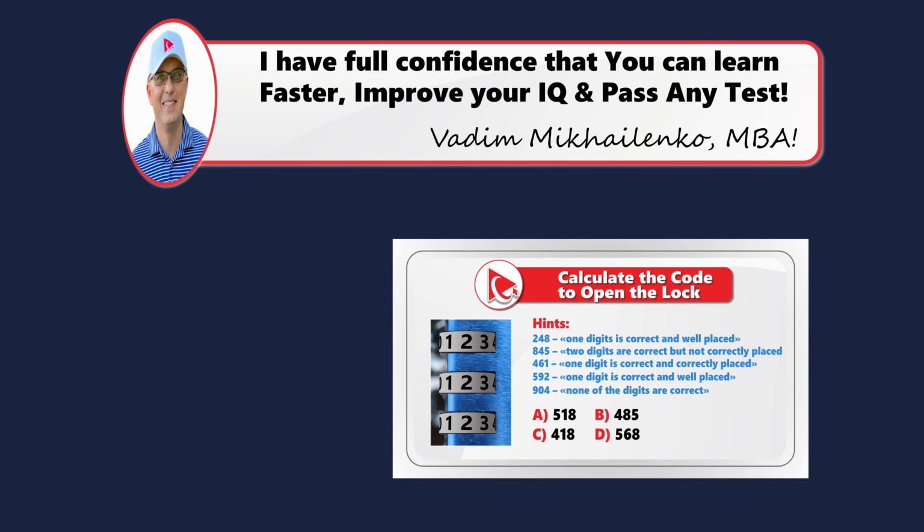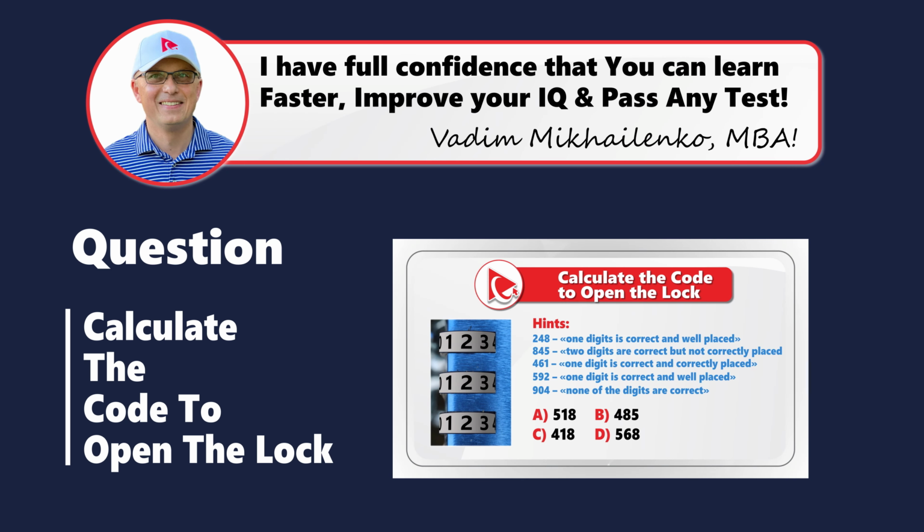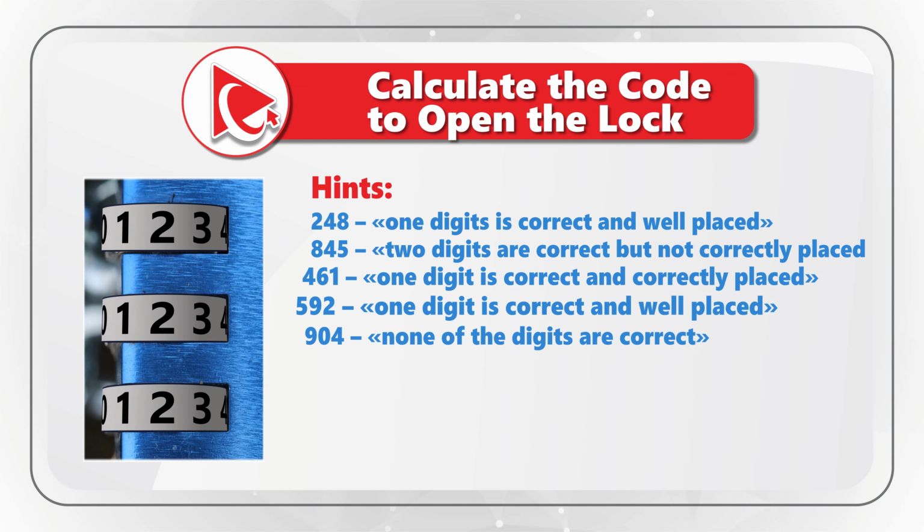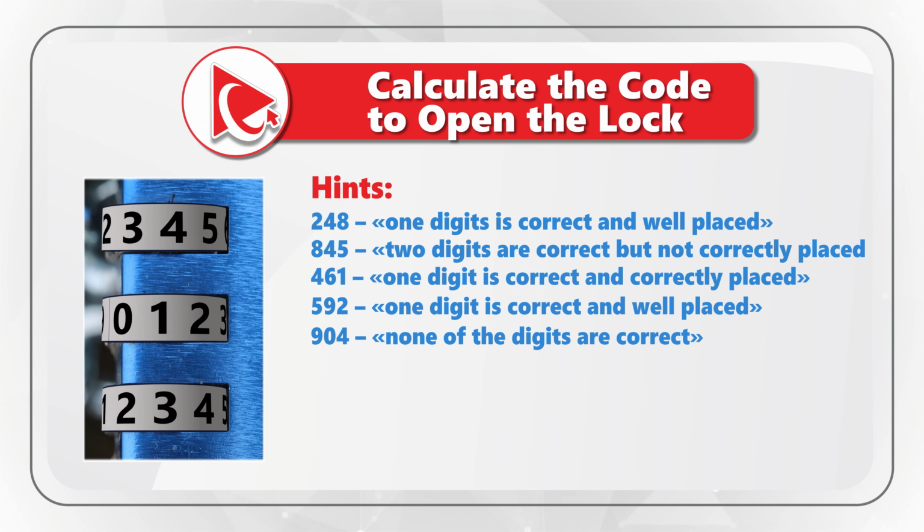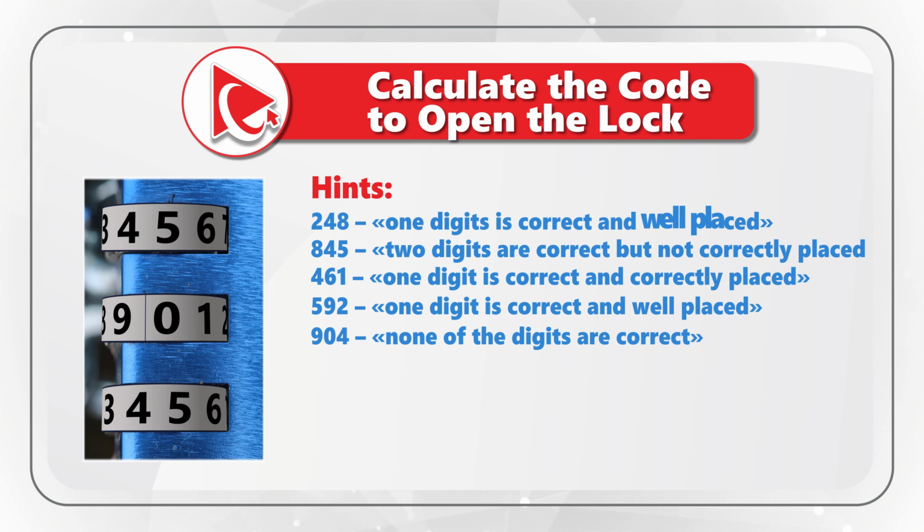Here's the challenging problem by solving which you will boost your cognitive abilities. You're presented with 5 hints, and using these hints, you need to unlock the code and open the lock. The hints are: in the digits 248, only 1 digit is correct and well placed. In the digits 845, 2 digits are correct but not correctly placed. In the digits 461, only 1 digit is correct and it is correctly placed. In the digits 592, only 1 digit is correct and it is well placed. And last but not least, in the digits 904, none of the digits are correct.